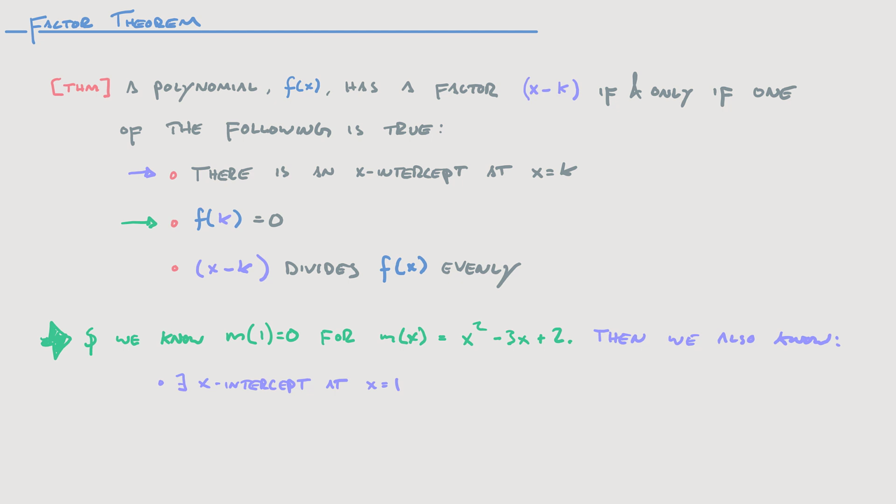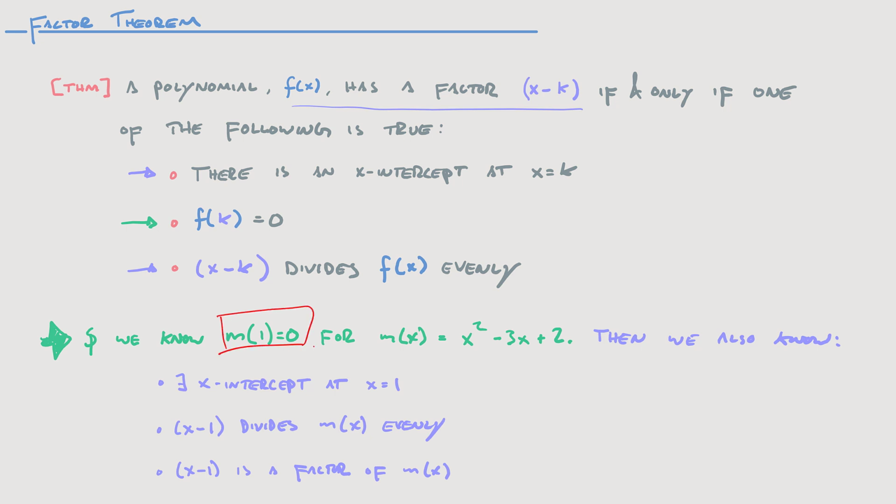First, we know that there exists, and that's what this little symbol means, by the way, the backwards capital E, there exists an x-intercept at x is equal to 1. Okay, so we know this purple arrow up here. We also know that x minus 1 should divide m of x evenly. But the most important thing we know, just by knowing that when you plug in 1, you get 0, is that x minus 1 is one of the factors for m of x.